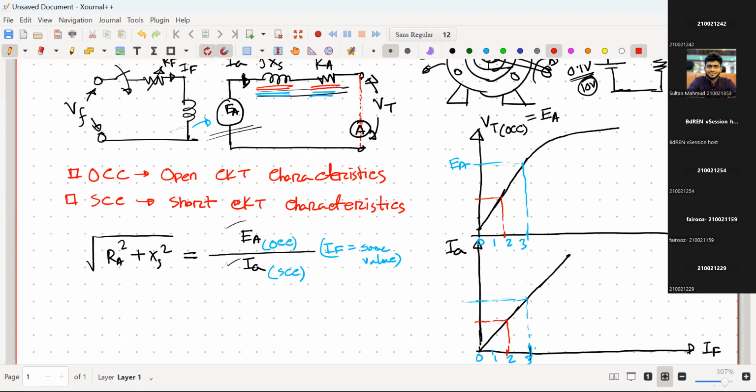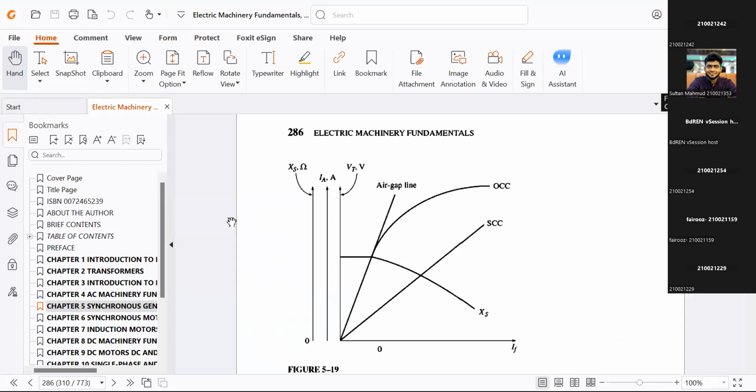So if I show you the curve from the book, then things will be more clear. Let me show you the figure from the book. This is the figure from your Chapman's book. What they did, IF versus EA. This is the OCC curve.